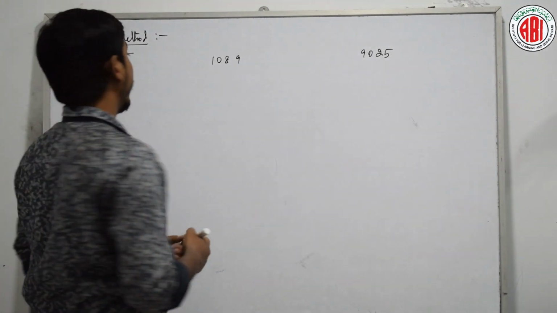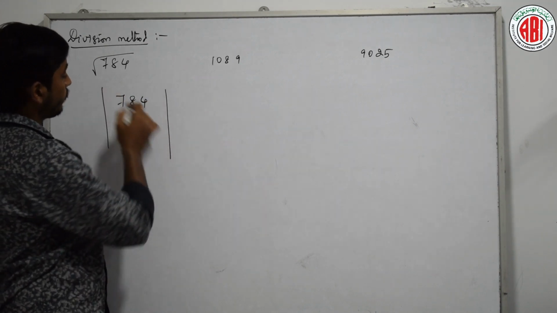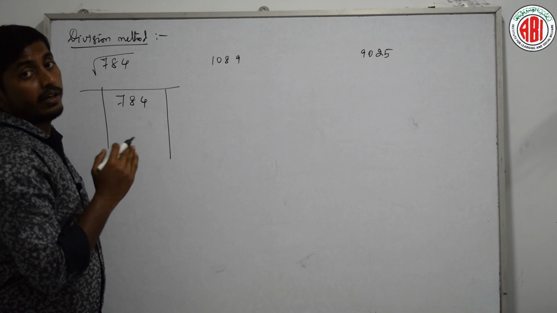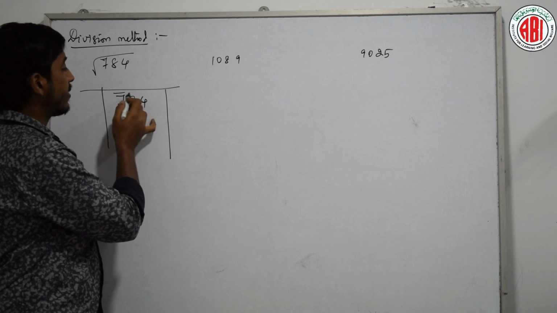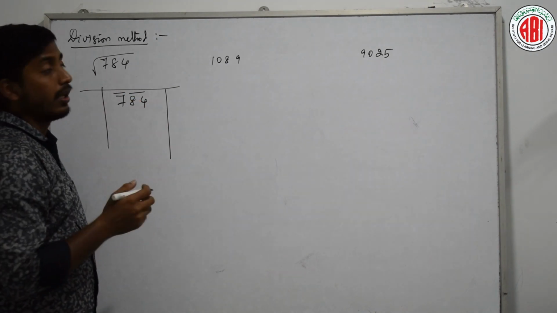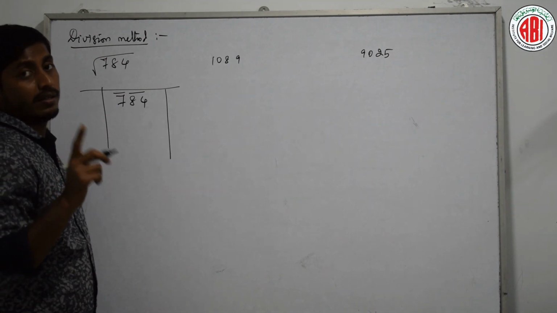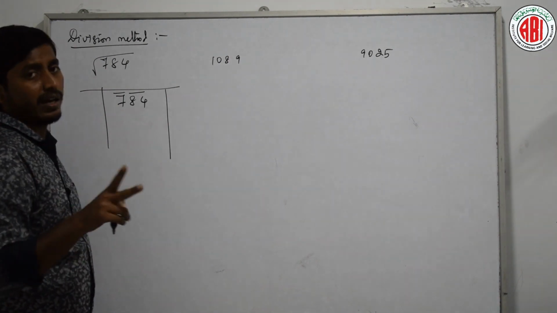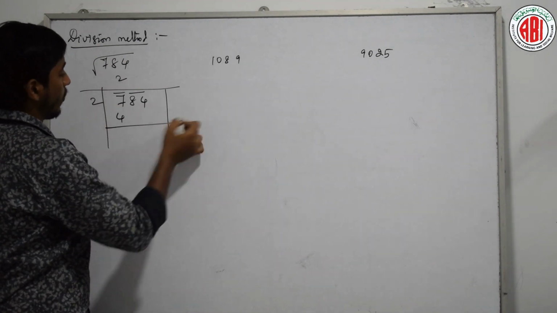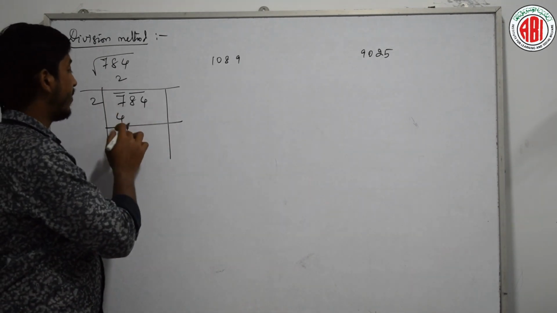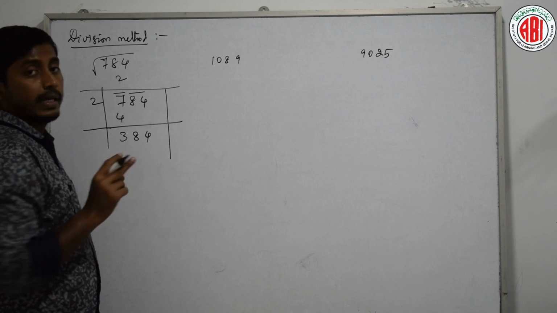Just concentrate here. First write this 784 in between. Divide it into two sets so that, if it is a 3-digit number, take the first number as first and the next two numbers together. Before that we have to be thorough with all the perfect squares. Before 7, is there any perfect square? Yes, right, that is 2 2s are 4. Now subtract: 7 minus 4, how much do we get? 384. Is it clear?